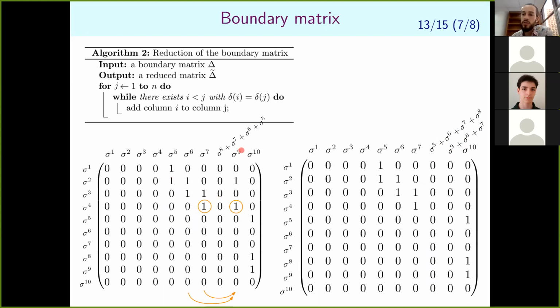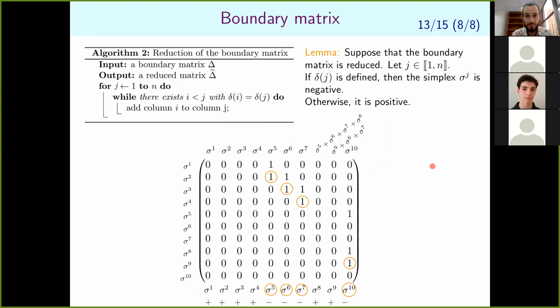And the next one, if we run the algorithm, you will add the 7th column and the 6th column. And you end up with this, where this matrix is reduced. You can see that the deltas are all in different positions. Here, here, here, and here. Okay.